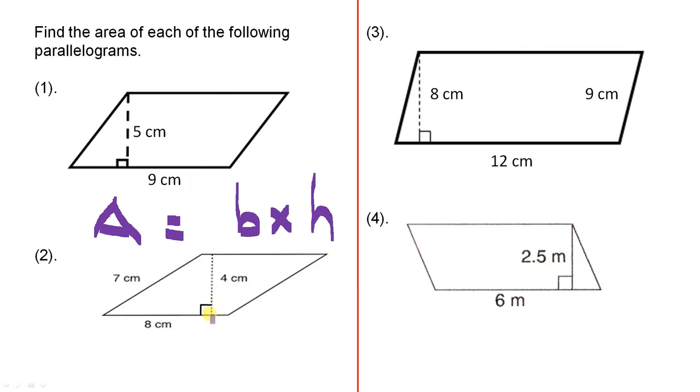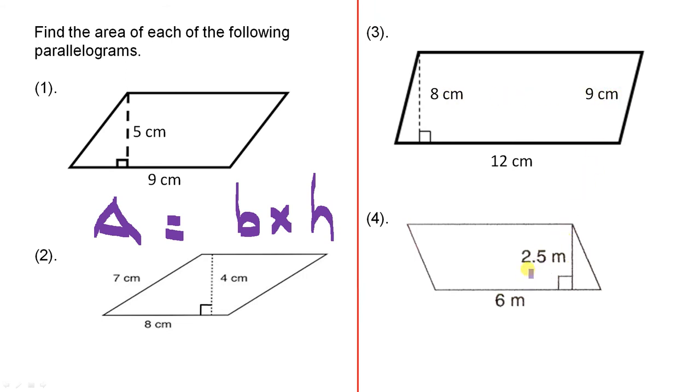If we go to example 2, we see here we have the base and we have the perpendicular height. Over here, 7 centimeters represents the length of the side. We do not use that measurement, so be very careful. That's just a little hint for you. Here's another one here, so you have to look at that very carefully. So we have the base, perpendicular height, length of the side.